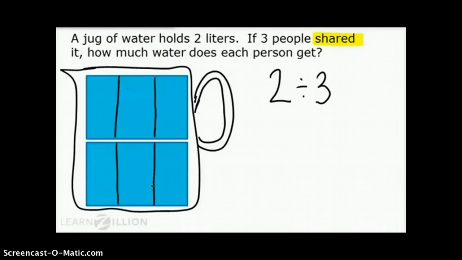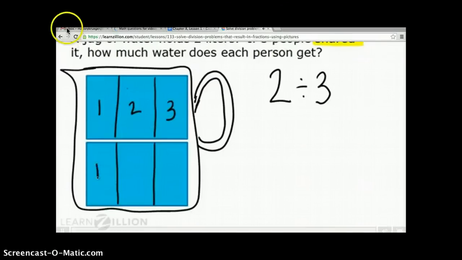From here, because I've split each liter into the 3 groups I need, I can see that each person who wants water will get 1 piece out of each of the liters. So each person can get 1 piece of the first liter, and they can also get 1 piece of the second liter. Again, I can see that my answer is going to be a fraction because each person is getting less than 1 liter of water.